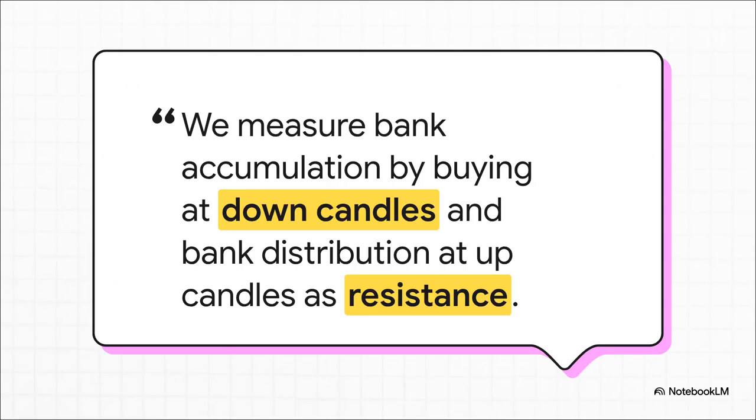This leads us to a really key quote from ICT himself. He says, "We measure bank accumulation by buying at down candles, and we measure bank distribution at up candles as resistance." Just let that sink in. It's such a simple but powerful way to look at a chart. It literally tells you where to look for the evidence that the big money is involved.